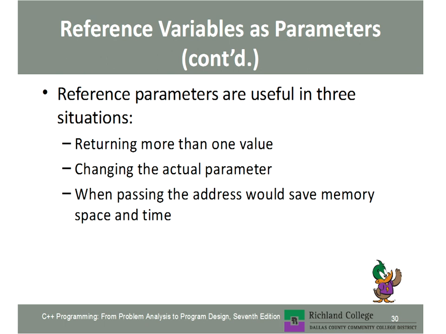Okay? So the reference parameters are used in 3 situations. Remember, if you are calling a function by value, you can only return a single value. So if we need more than one value, then we have to reference the values by memory address. If we want to change the actual value in the calling function, then we have to use reference.